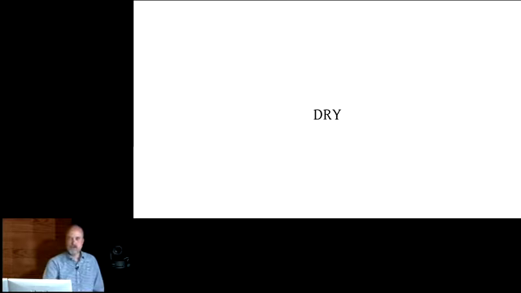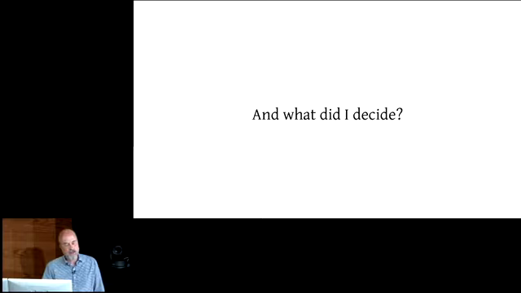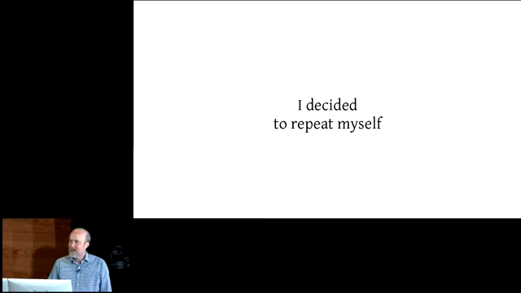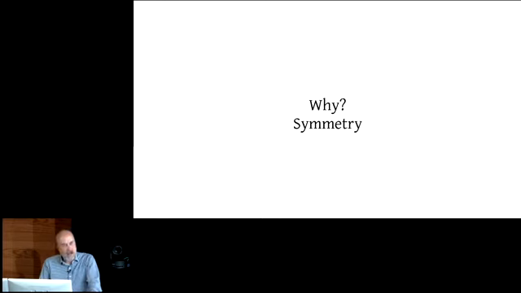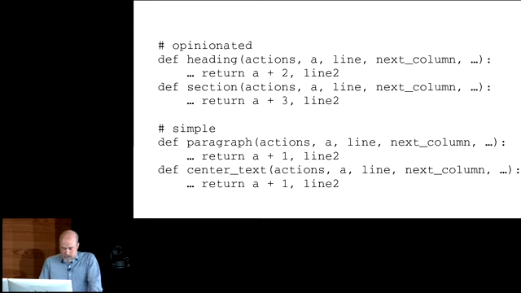Don't repeat yourself. So I looked at the different possibilities that Python makes possible, and what did I decide? I decided to repeat myself. After probably about a half hour of deliberation, trying different things out, maybe a bourbon, I made the radical and countercultural decision to simply pass actions in A to every single routine. Why? Because of symmetry. Everything looks the same if I pass actions in A.